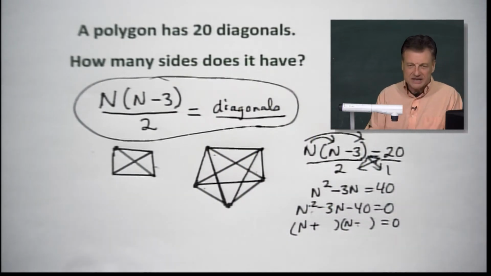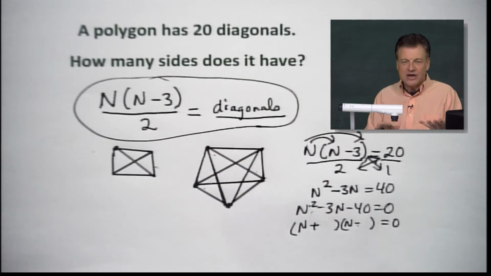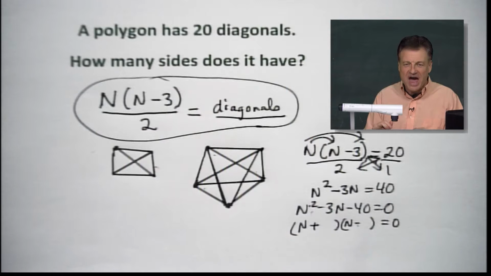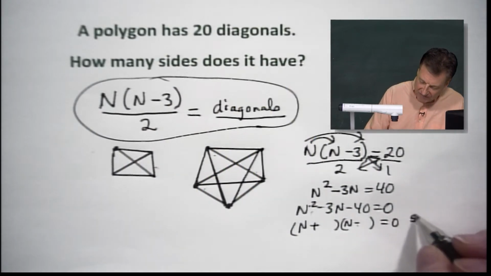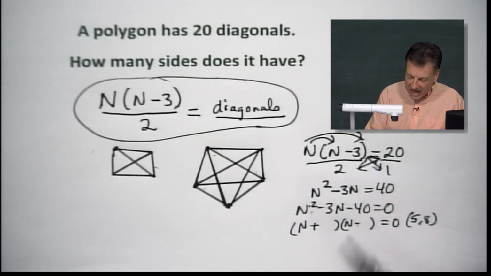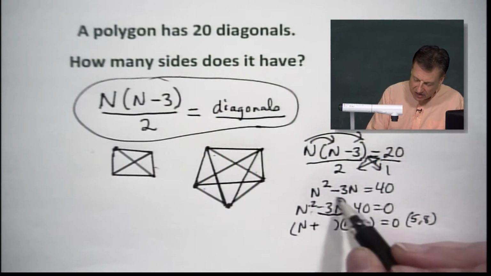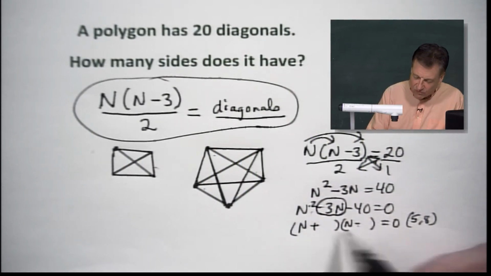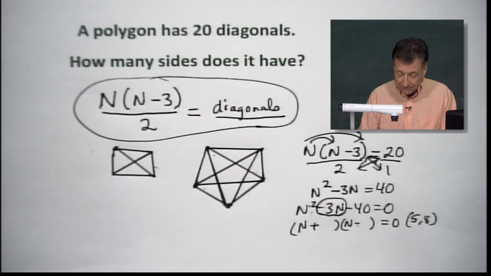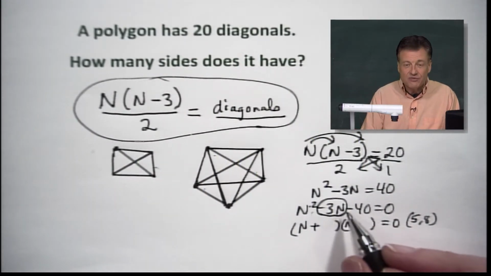Now, how do I get 40 on the end? Well, I've got a lot of ways I could do that. I could do 4 and 10. I could do 2 and 20. I could do 1 and 40. But the one I really am wanting to think about is 5 and 8. Why do I choose 5 and 8? And one of those has to be negative. Well, because I need a negative 3 in the middle. I'm looking for values that, if I go first, outer, inner, last, to FOIL or multiply, however you want to look at it, I should come back with a negative 3 in the middle.